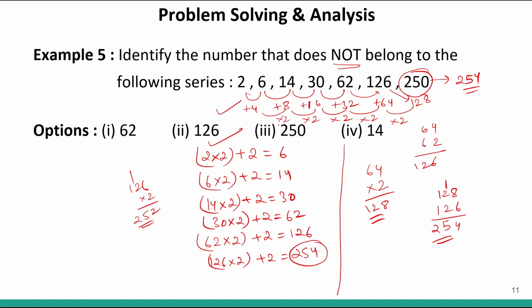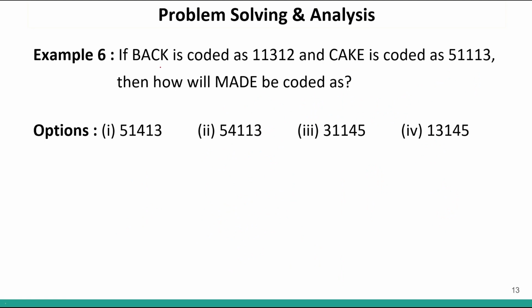So whatever strikes you in the exam will give you the correct answer, because both the logics gave me the correct answer. So the answer is option number 3, 250. Okay. Now, back is coded as this, cake is coded as this. How will maid be coded?